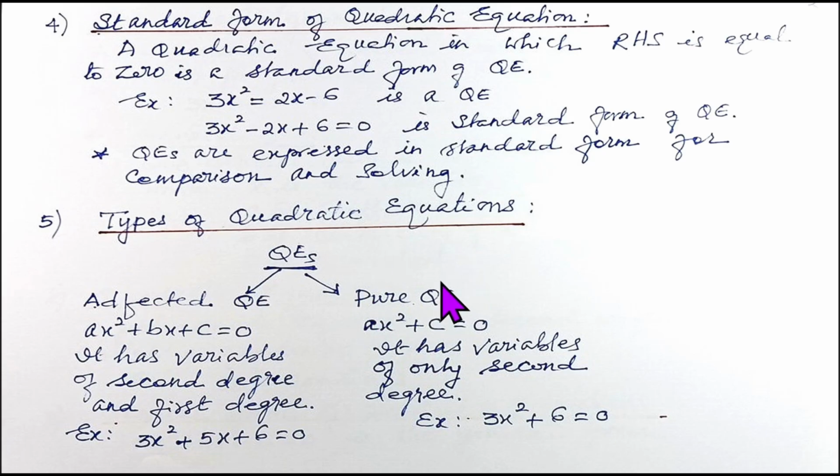Now, pure quadratic equation is a quadratic equation in which there is only a variable with second degree. For example, ax square plus c is equal to 0 is a pure quadratic equation. It has variables with only second degree, and for that matter, in the general form of ax square plus bx plus c, if b is equal to 0, then it is ax square plus c equal to 0. It becomes a pure quadratic equation. So, an affected quadratic equation becomes a pure quadratic equation if b is equal to 0. For example, in 3x square plus 6 is equal to 0, b is 0, so bx is 0, therefore 3x square plus 6 is equal to 0 is a pure quadratic equation.